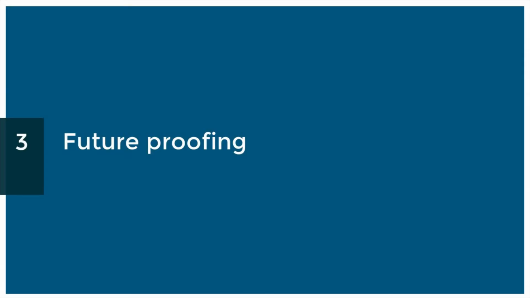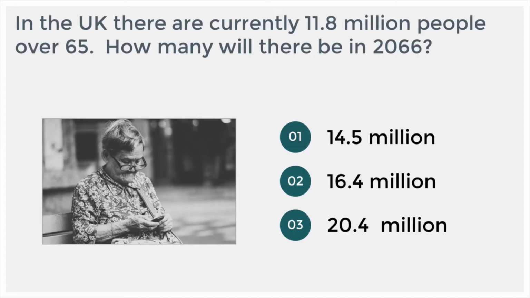Another compelling reason for making e-learning accessible is due to one of the most important demographic trends in our time, which we can learn more about by looking at our next question. In the UK, there are currently 11.8 million people over 65. How many will there be in 2066? 14.5 million, 16.4 million, or 20.4 million? And the answer is 20.4 million people.